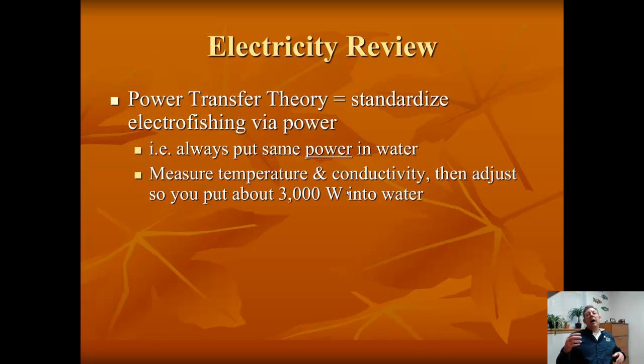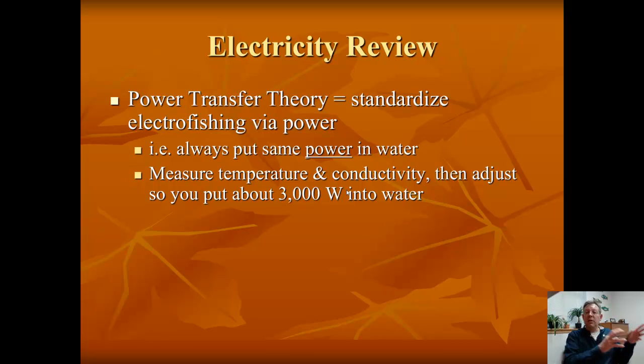And so the idea here is that every time you go out and electrofish, you measure the temperature and the conductivity of the water, all right? And then based upon Ohm's law, which we saw, we can adjust to put about 3,000 watts of power into the water. And so depending upon what my conductivity is, I'm going to put in so many volts. I know that based upon this conductivity and this number of volts, I'm going to get this many amps. I'm going to get this rate of flow of electrons through the water, and that's going to equal 3,000 watts, my volts times my amps.